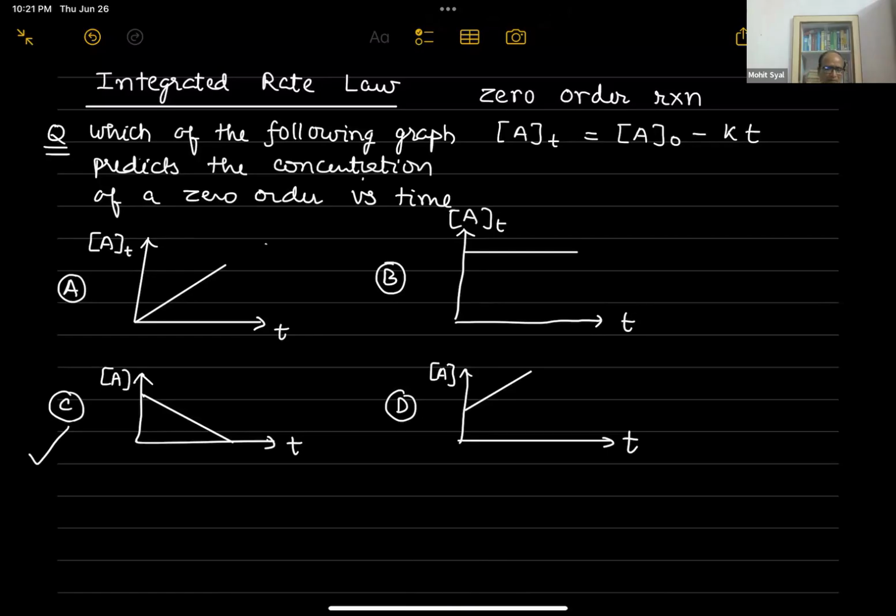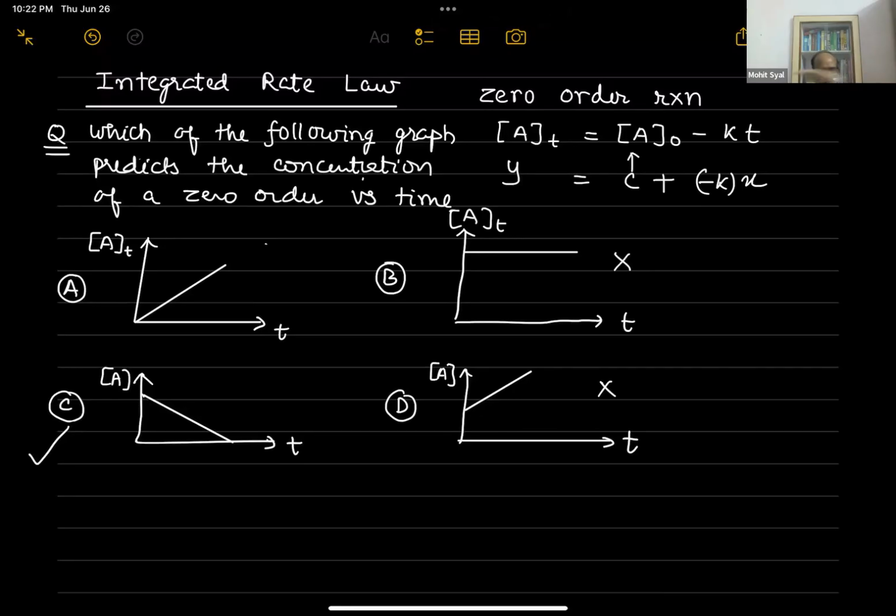Sometimes it is very easy because the reaction is progressing, so the concentration is decreasing. This is on the y-axis, right? Time is the x-axis. The slope is minus k, and this is the intercept c. This is y equal to mx plus c. Is it clear? So the concentration is decreasing. This cannot be the graph because concentration can't increase. This cannot be the graph.